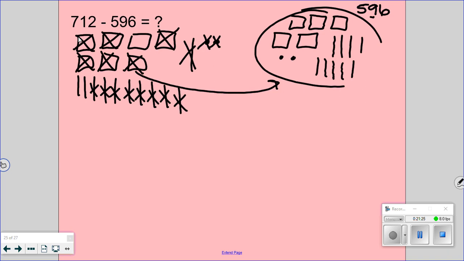Well, where are those ones hiding? Inside the 10. They could be hiding inside 100, but that means you would have to draw 100 ones. Do you want to do that? No. So Paul is correct. We're going to go ahead and ungroup a 10. So cross out a 10 here, and we're going to draw 10 ones. Why did I just draw 10 ones?